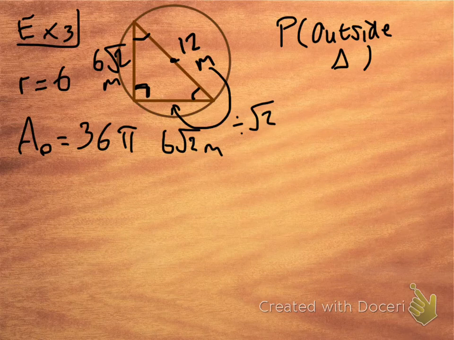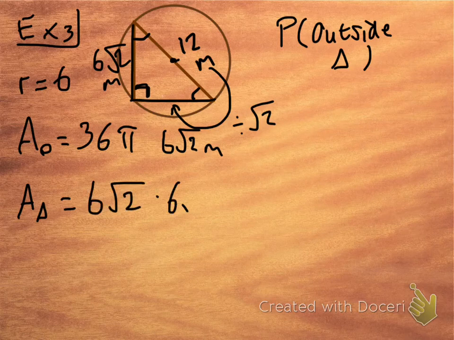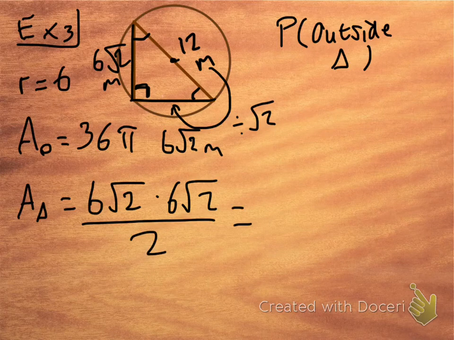So the area of this triangle is base times height, which are these two legs, so 6 rad 2 times 6 rad 2, and then it's half of that. Okay, so we end up with, my numerator is 36 times 2, which is 72, over 2, which is 36.